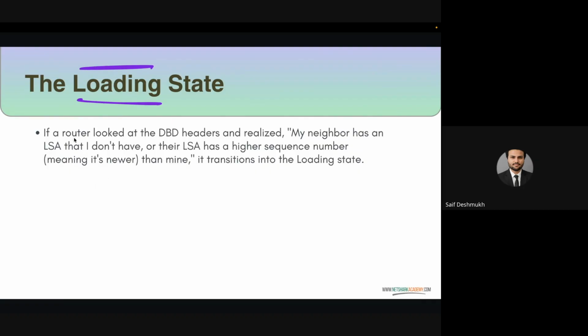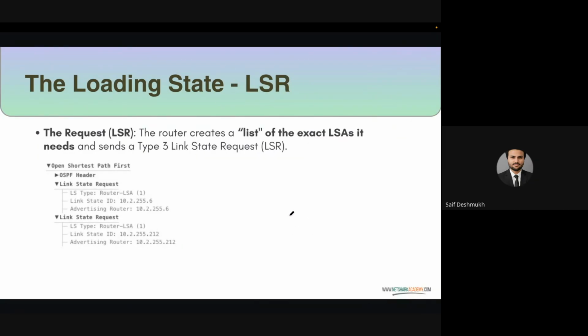So if a router looked at the DBD headers, the database headers, and realized that, okay, my neighbor has so and so LSAs, and out of all the LSAs it's listing, this one I don't have, the receiving router knows it doesn't have this. What it does, the first packet sent under the loading state is a link state request. We talked about the hello packet in detail. We talked about the DBD packet in detail. Now we're talking about the link state request packet, LSR.